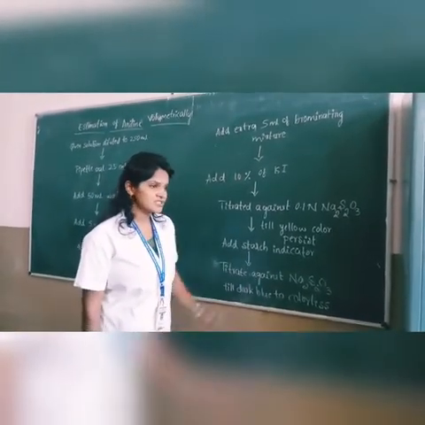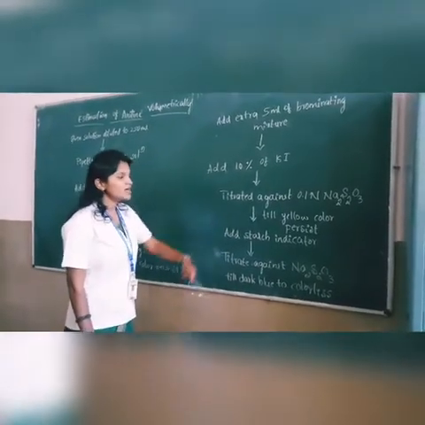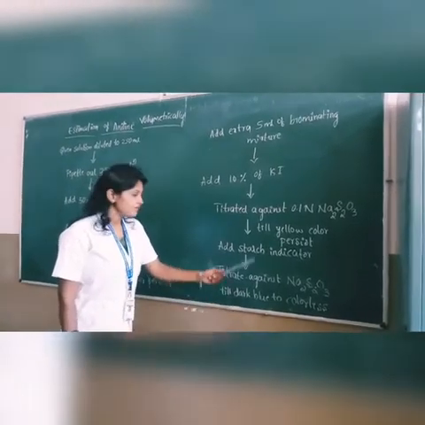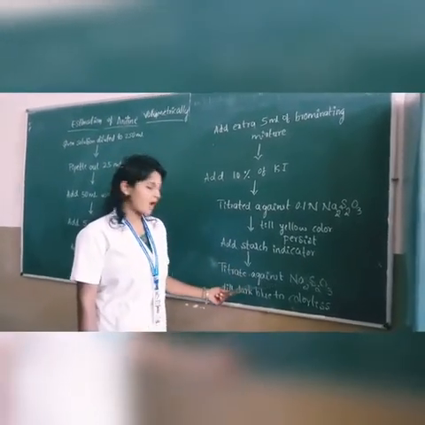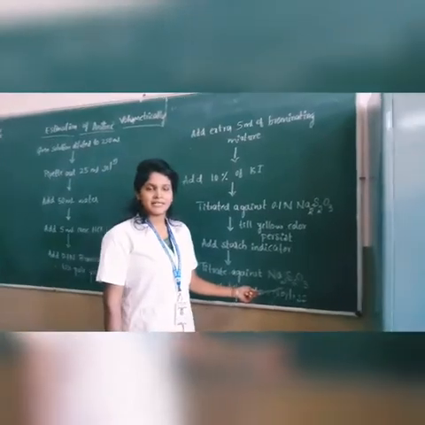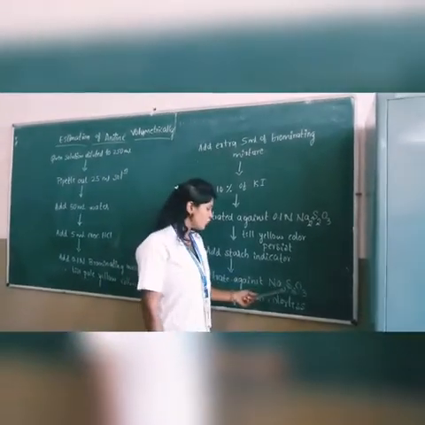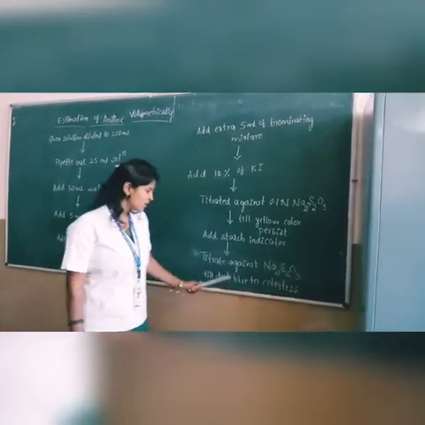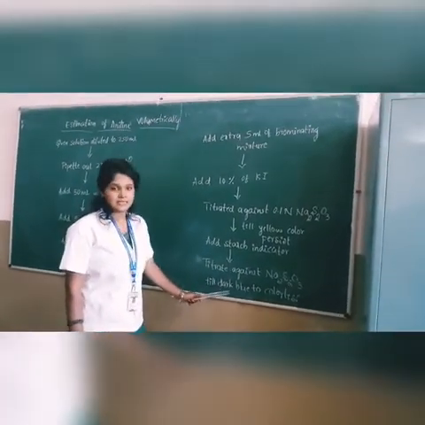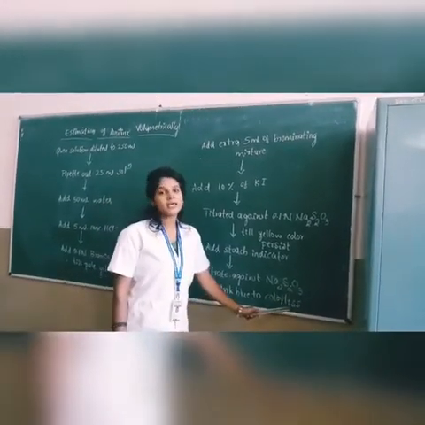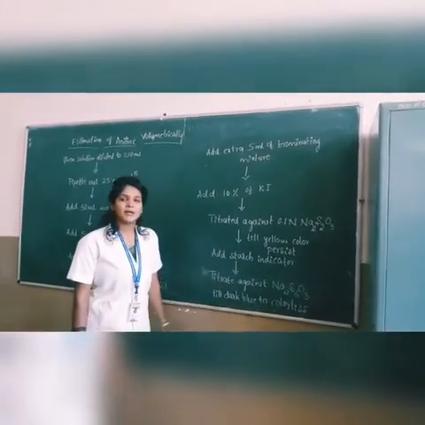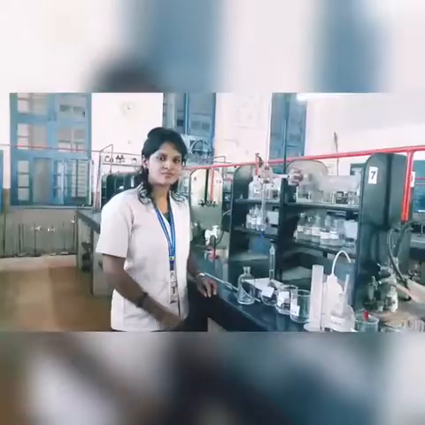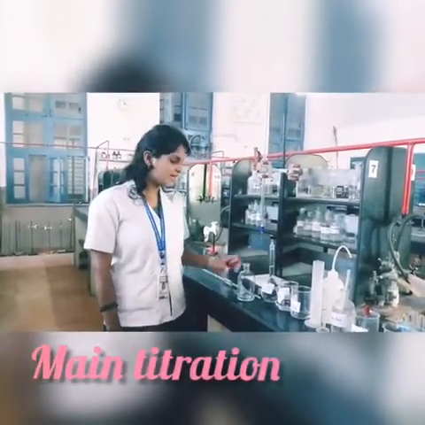After the addition of the starch indicator, the color of the solution changes from pale yellow to dark blue. Then, with the dark blue color, we again titrate that solution against 0.1 normal sodium thiosulfate solution until the color changes from dark blue to colorless. This is the end point of the titration, and that point we will note. Now I am going to start the experiment.